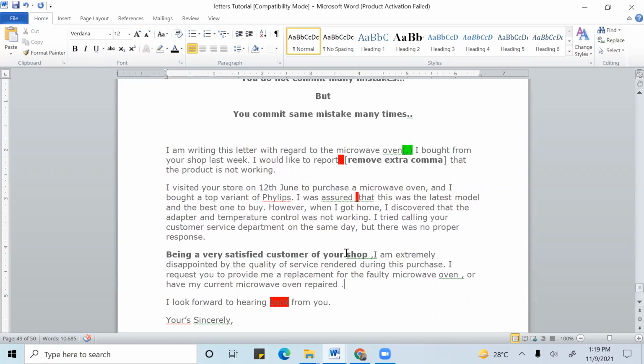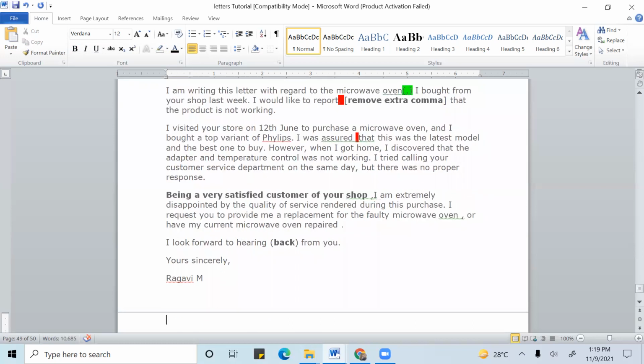Now, okay, fine. Then the last error is you're using back here. This back is not required. Whenever you are saying, I look forward to hearing from you is enough. There's no need to say hearing back from you. You can always remove this. So these are the errors. Okay, fine. We got it. There is no need of yours also. Yours sincerely. This is how you write it, and this S is supposed to be in small case. Yours sincerely. Okay, fine. And the name of the person, and there has to be a comma there.